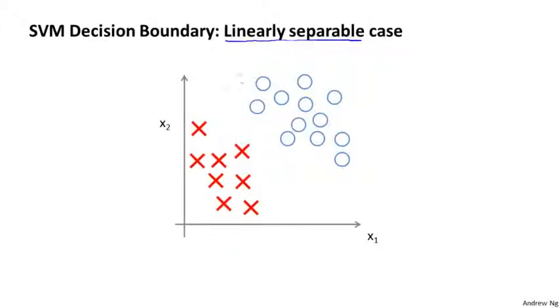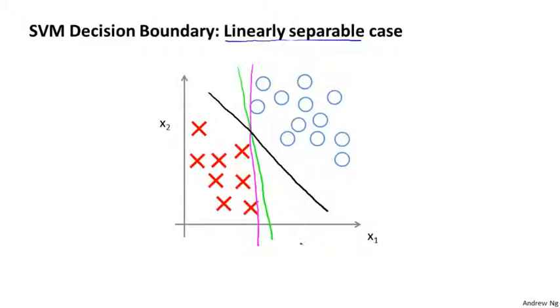For example, here's one decision boundary that separates the positive and negative examples. But somehow that doesn't look like a very natural one, right? Or if I draw an even worse one, here's another decision boundary that separates the positive and negative examples, but just barely. But neither of those seem like particularly good choices. The support vector machine will instead choose this decision boundary, which I'm drawing in black.